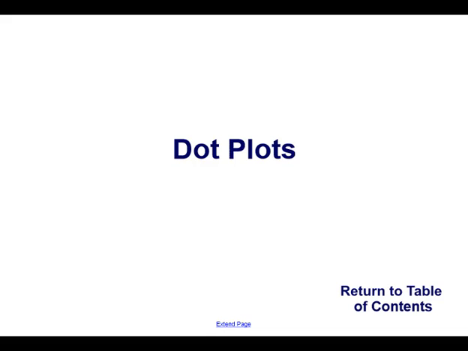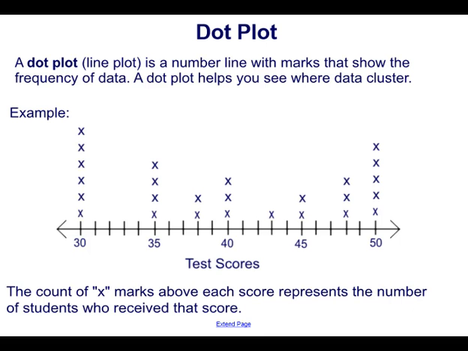The last type of data display to discuss is a dot plot. A dot plot, also known as a line plot, is a number line with marks that show the frequency of data. A dot plot helps you see where data cluster. So here's an example. We have test scores of students.